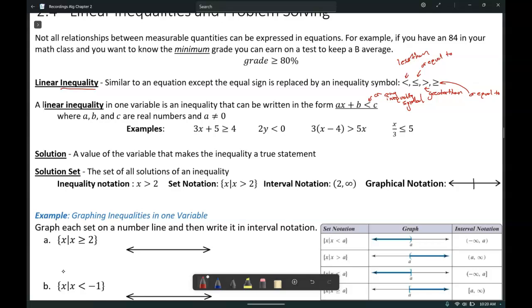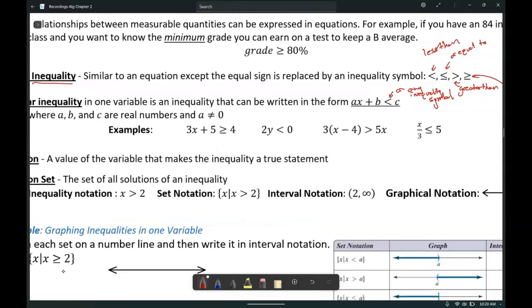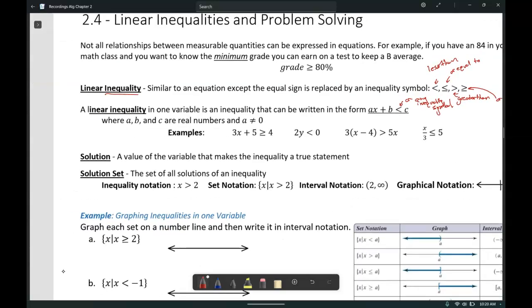given condition. So we have some examples, such as 3x plus 5 is greater than or equal to 4, 2y is less than 0, 3 times the quantity x minus 4 is greater than 5x, or even the fraction x divided by 3 is less than or equal to 5. All these are examples of linear inequalities in one variable.